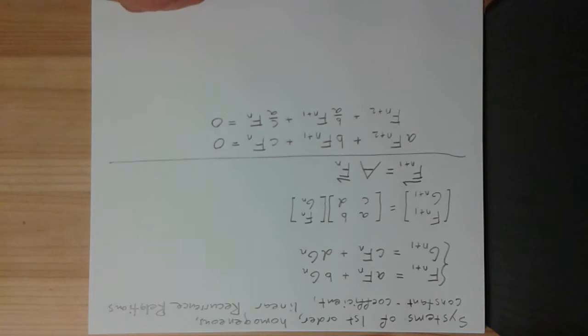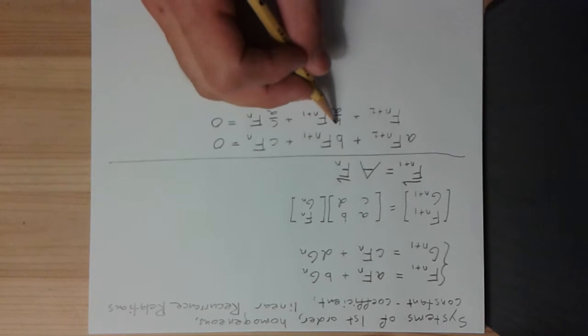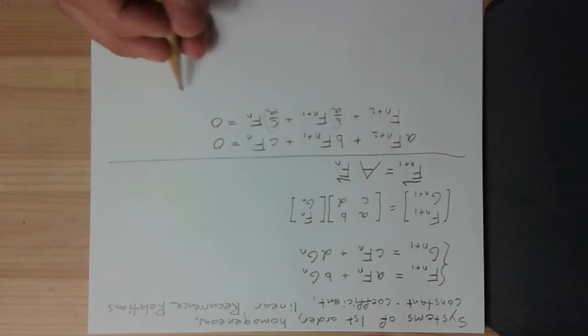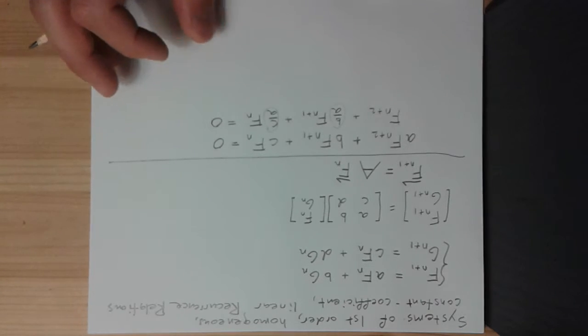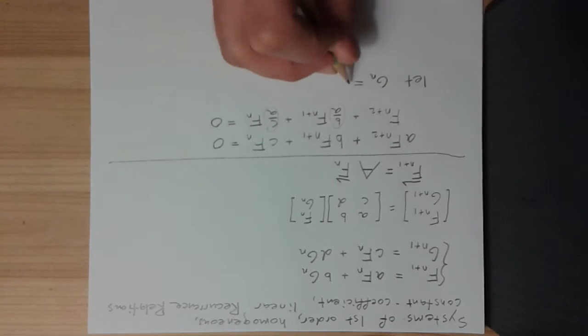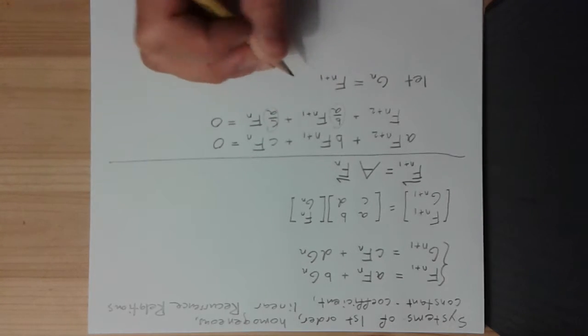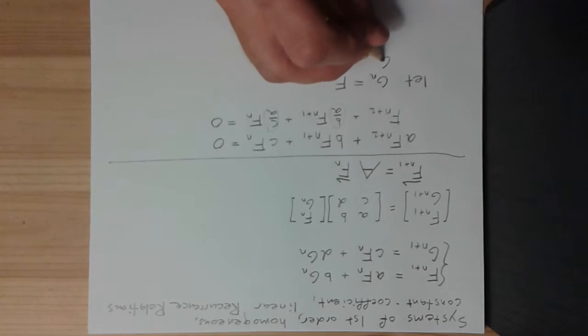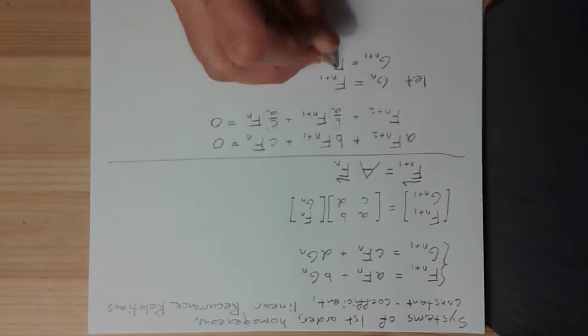So one thing to notice here is that even though there are 3 constants here, this type of equation actually only depends on 2 constants. It only has 2 degrees of freedom, this type of equation. But anyway, so let's define g of n. So let's let g of n be f of n plus 1. And so what this is going to do is it's going to allow us to write this in this type of form here. If g of n is f of n plus 1, then that would make g of n plus 1 f of n plus 2.